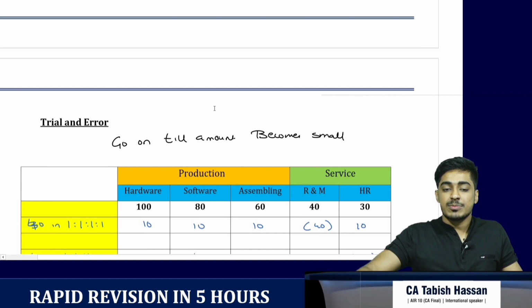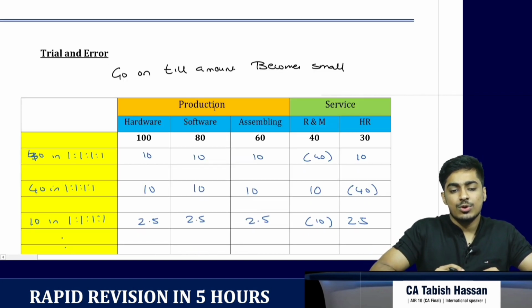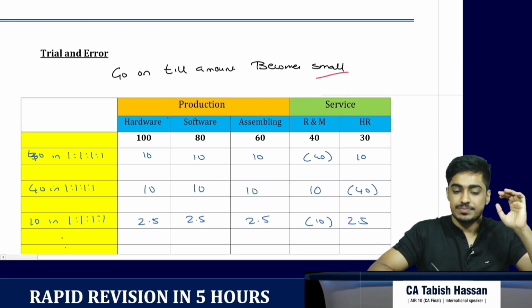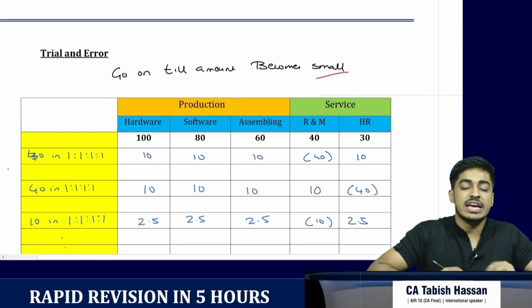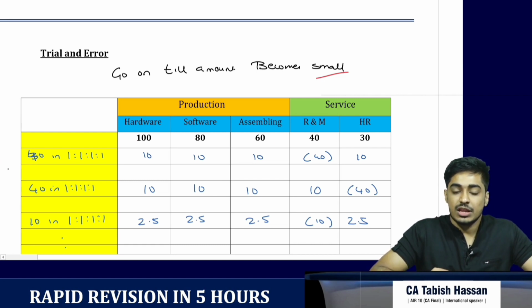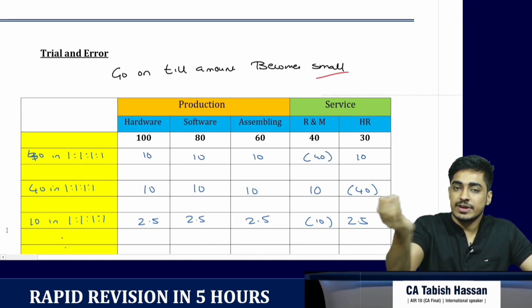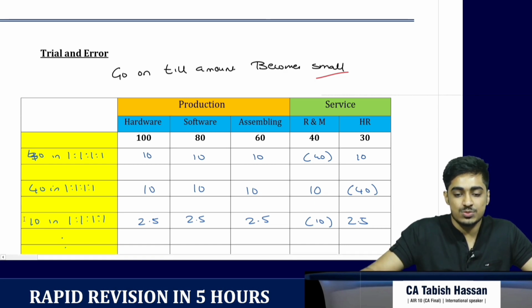We also call it the simultaneous linear equation. Okay. So trial and error, what do we do? We go on distributing till the amount becomes negligible. Say we have 100, 80, 60, 40 and 30 as per the primary distribution. Now what we do? We take one service department, distribute. We take the next service department, distribute. We keep on doing this till the amount becomes very small.